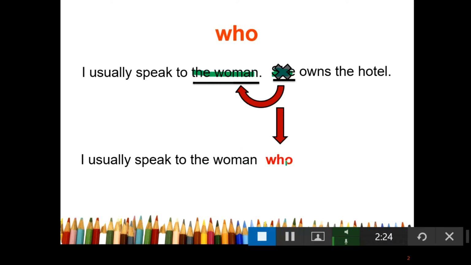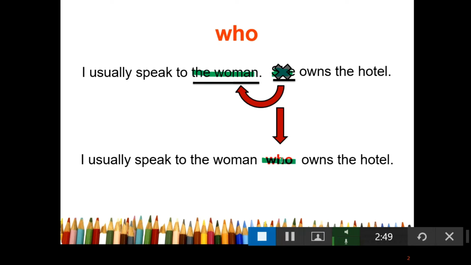who. Here, who is a relative pronoun. It's not a question word. Then, owns the hotel. So we have here the woman, she. We omitted she because it's repeated. It refers back to the woman, and I replaced it with a relative pronoun, which is who.